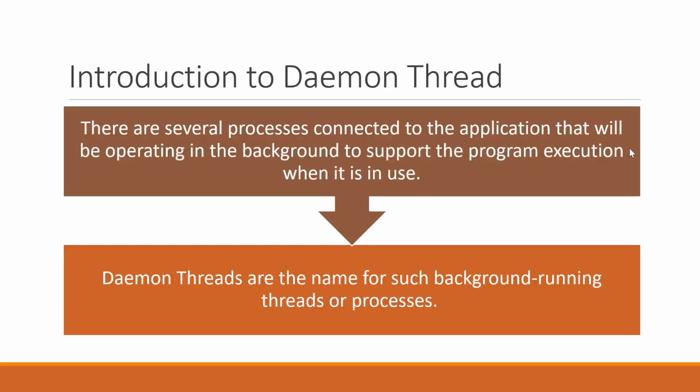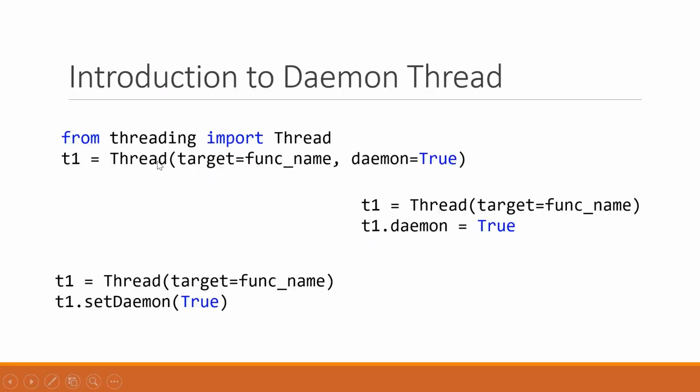So how can we declare a daemon thread? For this, there are multiple methods in Python. Let's discuss that. While defining a thread using the Thread class, we can use the daemon parameter, and we need to specify the value of this daemon parameter as true. So one method is using the daemon parameter in the Thread class itself.